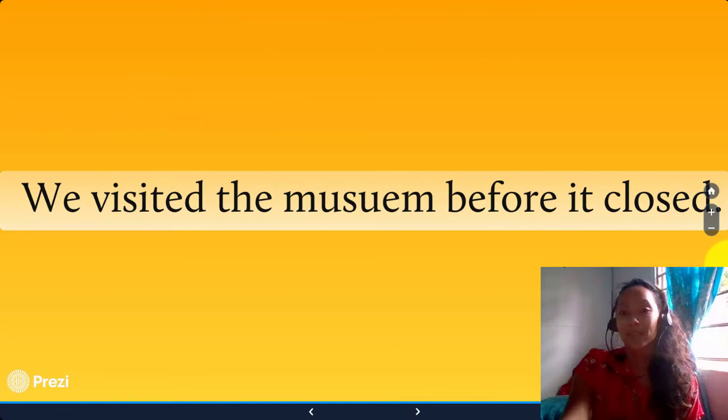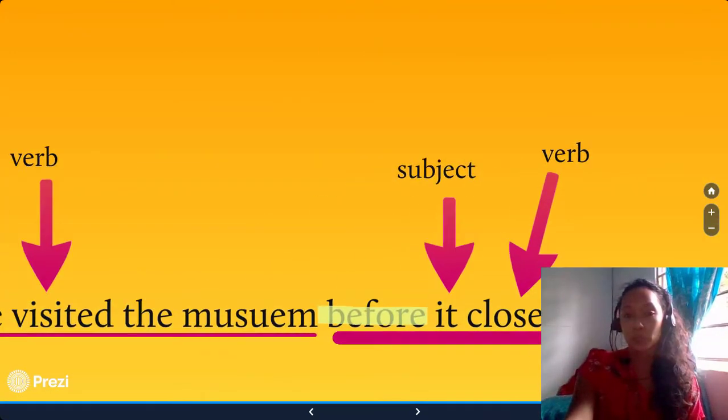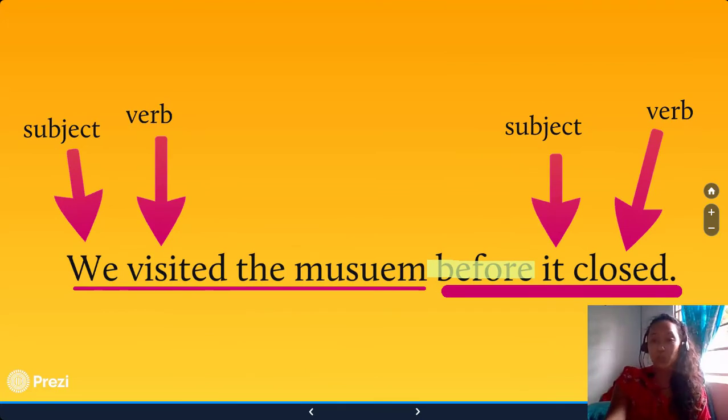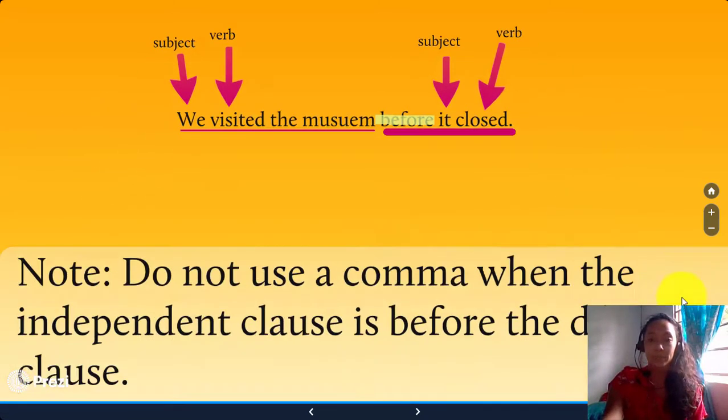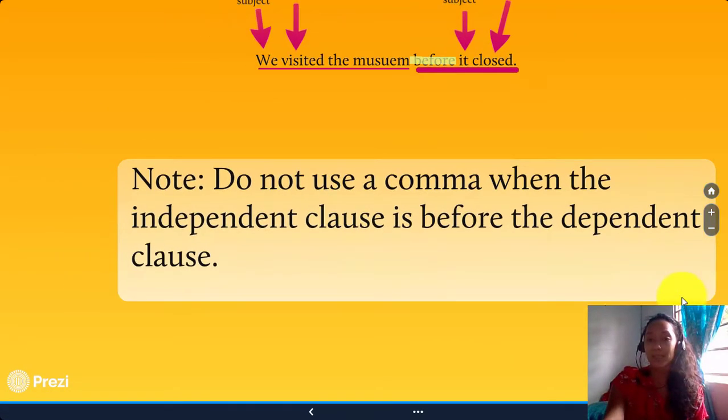What about when there is a subordinating conjunction at the end? Like here in this case, the word before. The subordinating conjunction along with the subordinate clause, which is before it closed, is at the end. What do you do? Basically, you do not put a comma. Notice how there is no comma here. There is an independent clause or a simple sentence starting it off: we visited the museum. And then before it closed, being the dependent clause, right? The subordinate clause with the subordinating conjunction before. So in that case, you don't put a comma, as I said.